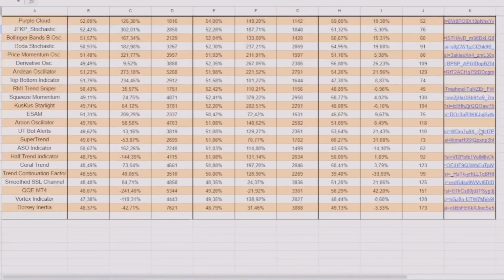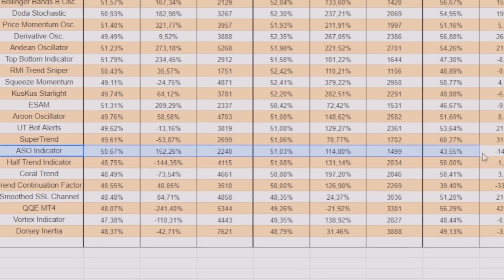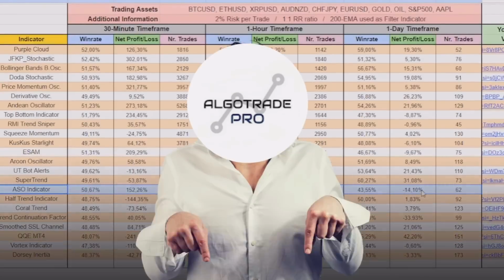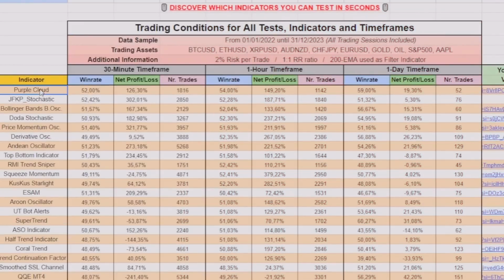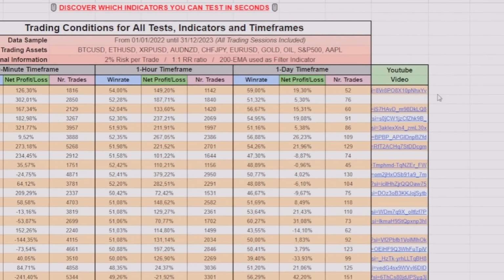In our ranking sheet, I believe the average sentiment oscillator fair place is here. Tell me in the comments if you agree with this position or not. And so, the purple cloud will continue to be our top indicator tested so far, and you can watch the corresponding video here.